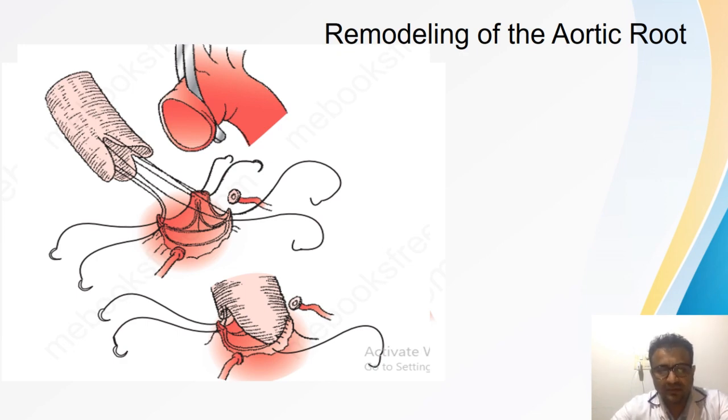Once all three commissures are sutured, then the rest of the aortic annulus and the remnant of the aortic valve is sutured over the graft. The coronaries are then implanted on their respective sinuses. The distal end follows the same as I said in the ascending aorta replacement.